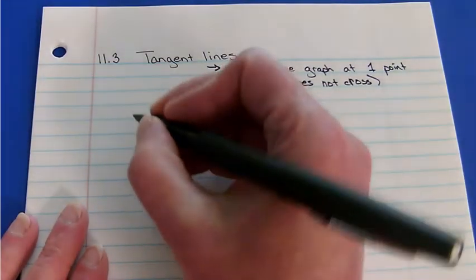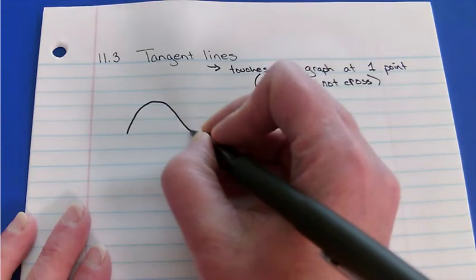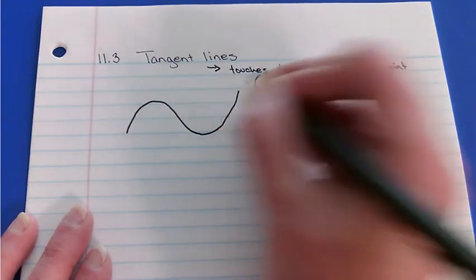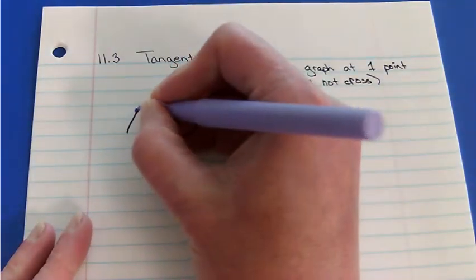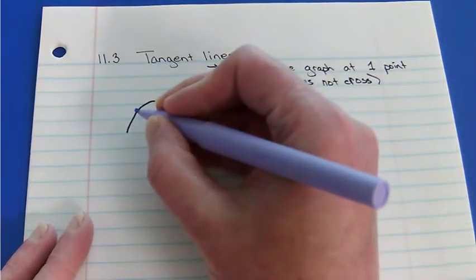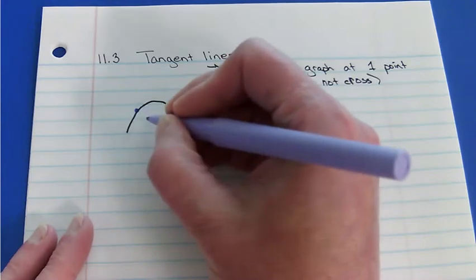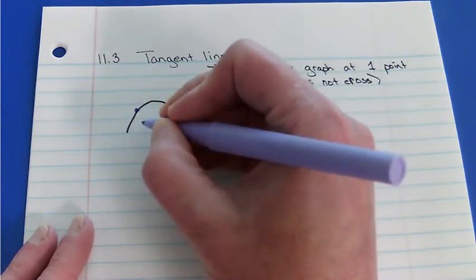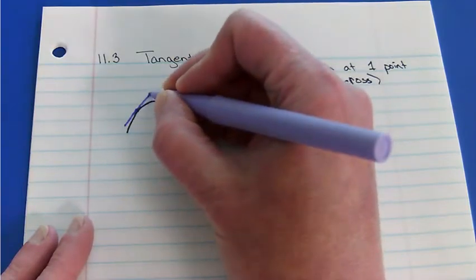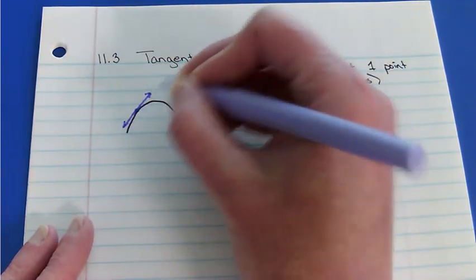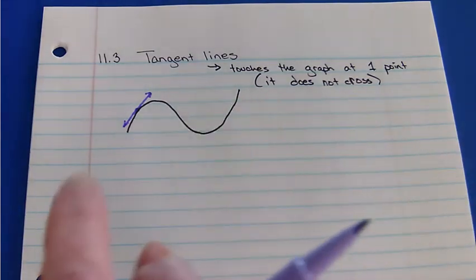Let me show you what I mean. So I've got a graph. Okay, so if I wanted to draw in tangent lines, let's think about what that would be. So if I have a tangent line right here, it's touching right there at that point, not going through the graph, not crossing, just touching. So this one would be a line pointing up. So that one would have positive slope.